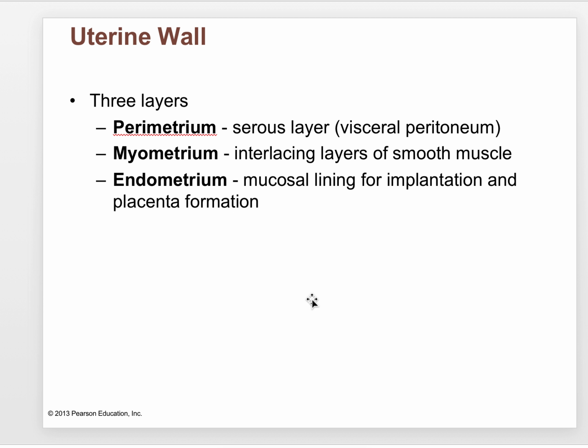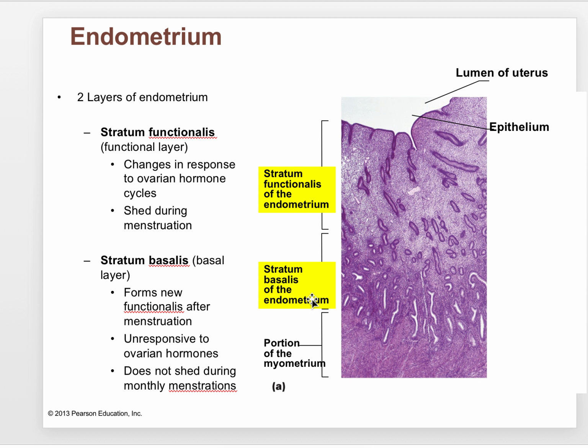The three layers of the uterine wall are the perimetrium, which is a serous layer. It's visceral peritoneum. The myometrium is interlacing layers of smooth muscle. Again, think of muscle: myometrium is muscle. Endometrium is the mucosal lining for implantation and placenta formation. Endometrium is the inner lining of the uterus. That's where the oocyte is implanted and where the baby grows. There are two layers of the endometrium: the stratum functionalis and the stratum basalis, otherwise known as the functional layer and the basal layer.